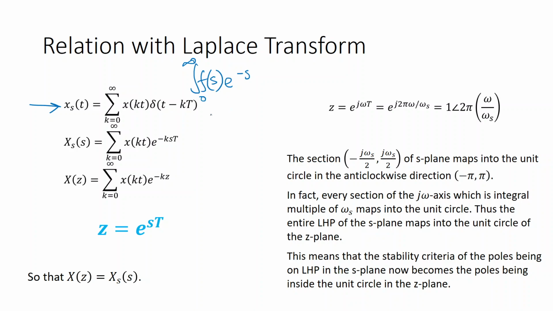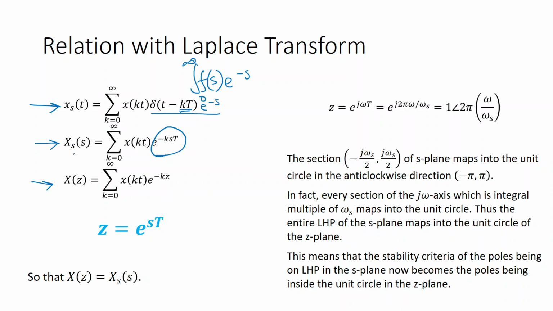So this is the function. Now you multiply it with e to the power of minus st. What happens? This delta into e to the power of minus st gives you this thing. This is the e to the power of minus st sampled at the exact instant kT. Okay, so you get that, and hence this is the Laplace transform. Now the Z transform is this. The Z transform is this, right?